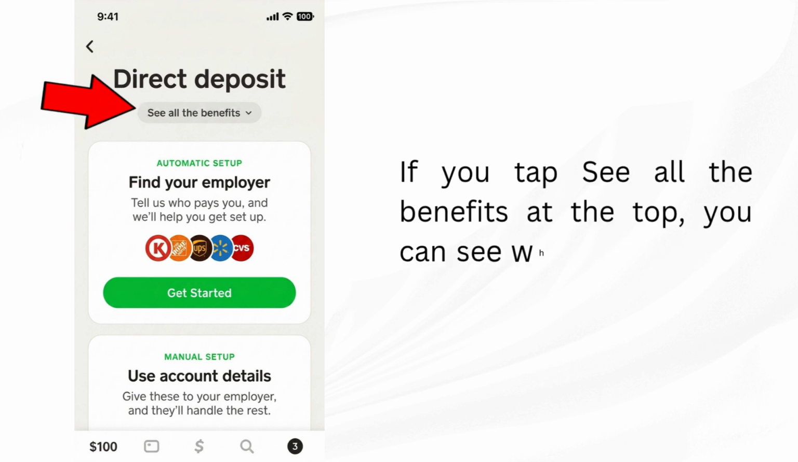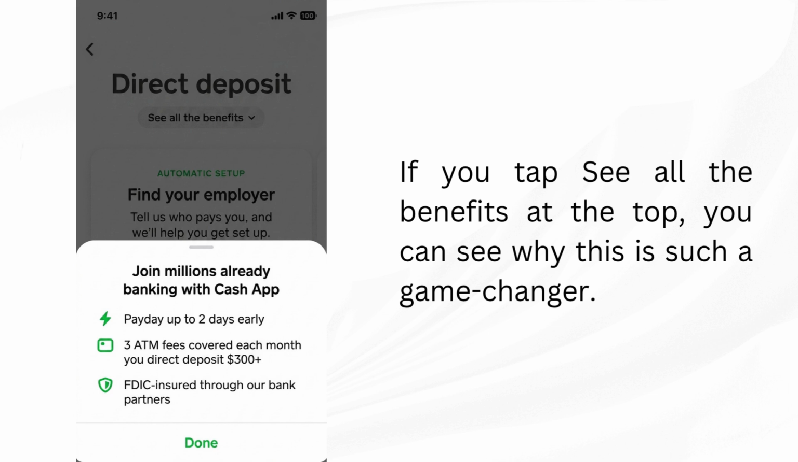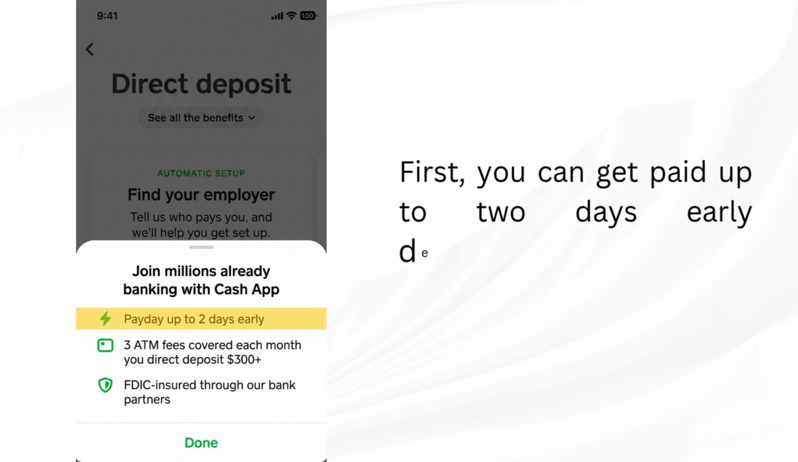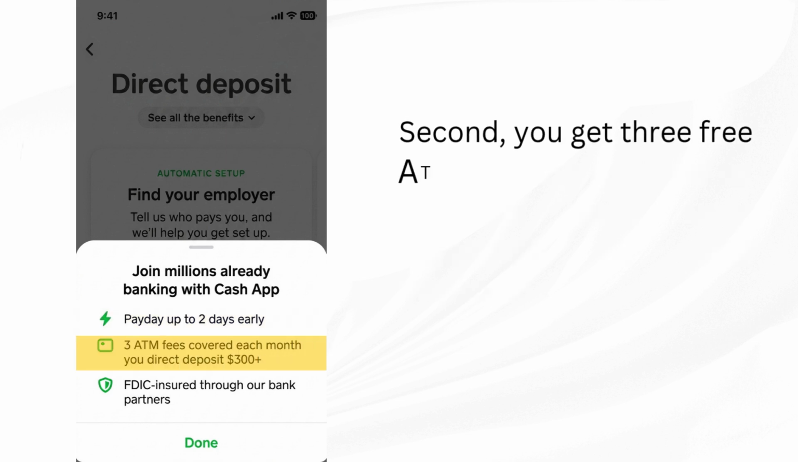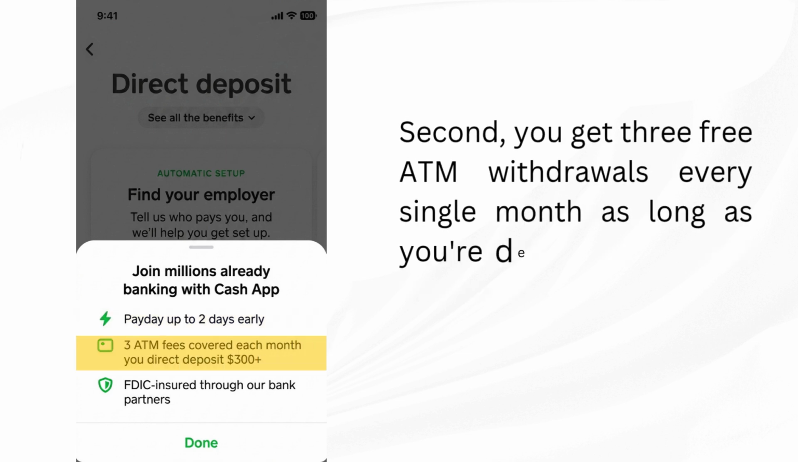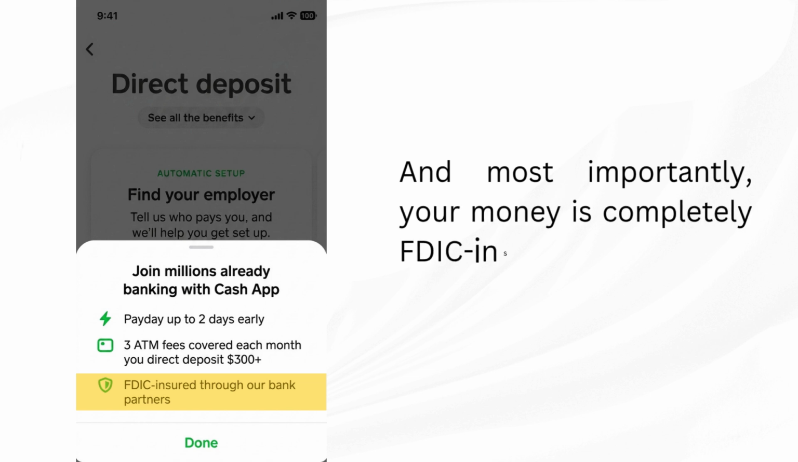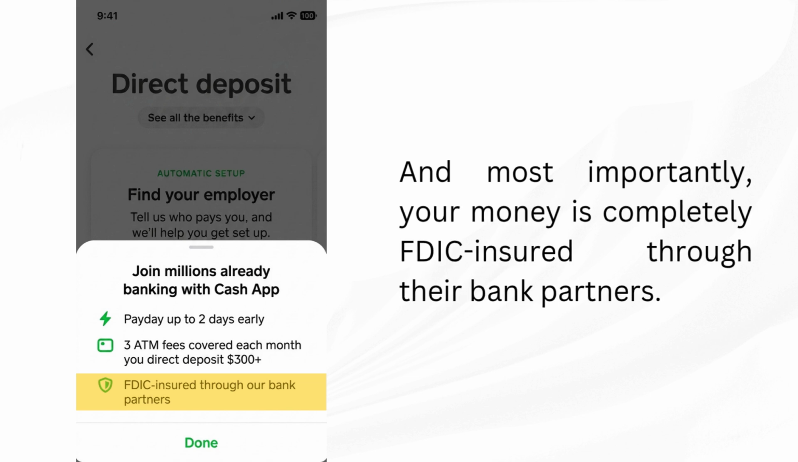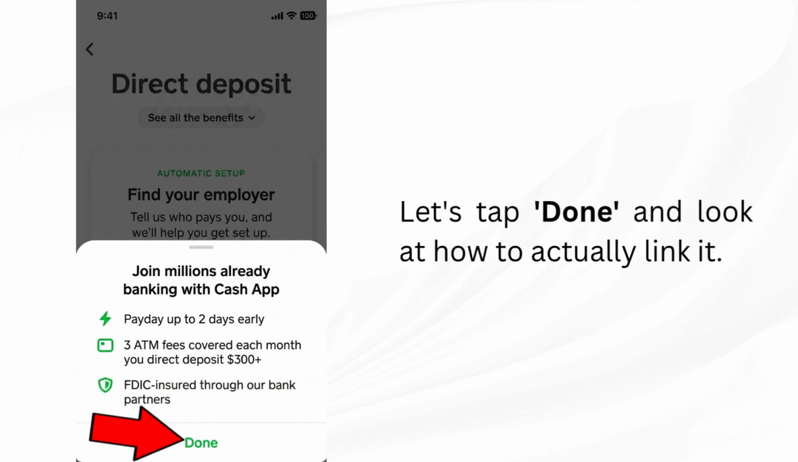If you tap See All the Benefits at the top, you can see why this is such a game changer. First, you can get paid up to 2 days early depending on your employer. Second, you get 3 free ATM withdrawals every single month as long as you're depositing at least $300 monthly. And most importantly, your money is completely FDIC insured through their bank partners. It's safe, secure, and fast. Let's tap Done and look at how to actually link it.